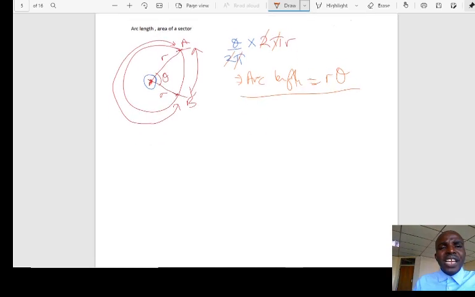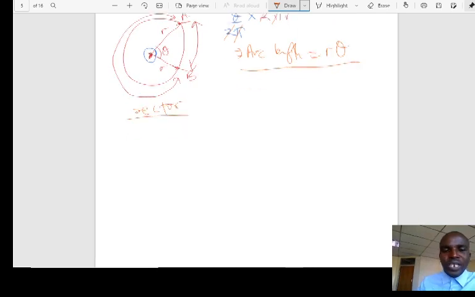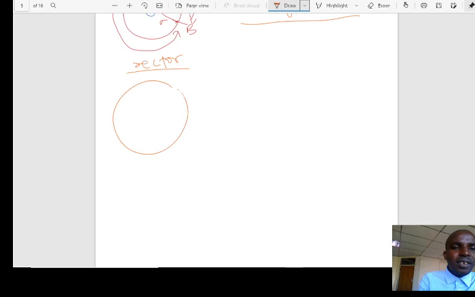Right, moving on to the area of a sector. A sector is actually part of the area of a circle. That's called a sector, like this. This one is the shaded sector. This one is the minor sector. Then this one is the major sector. So a sector is part of the area of a circle, which means to calculate the area of a sector, you just calculate from the area of a circle.